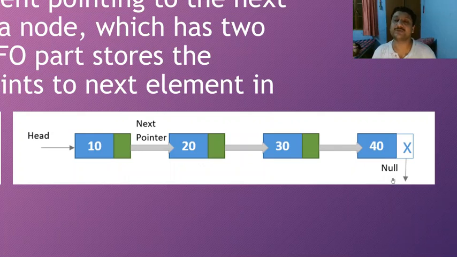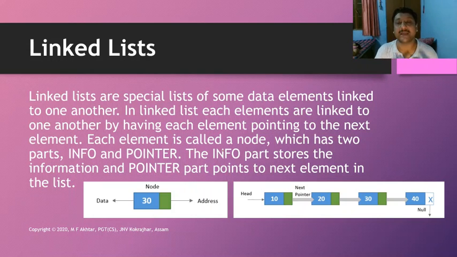Null means there is no more element in the list. Each element contains the address of the next element. That address is also termed as a pointer, or a link. That's why this type of arrangement of the elements is known as a linked list.